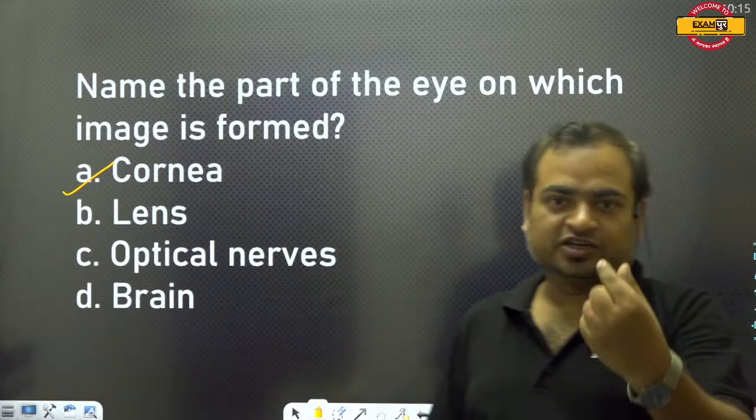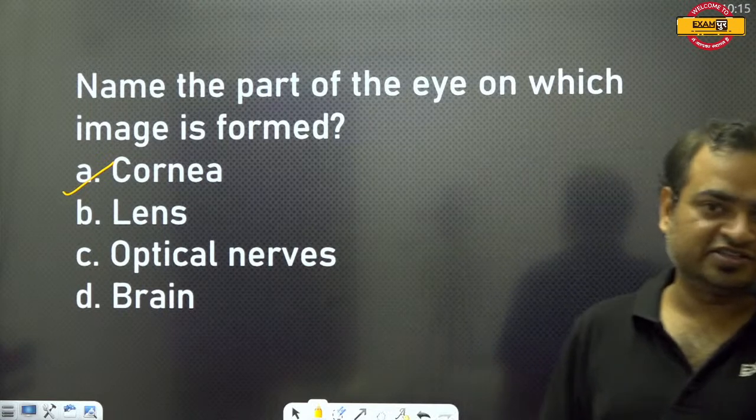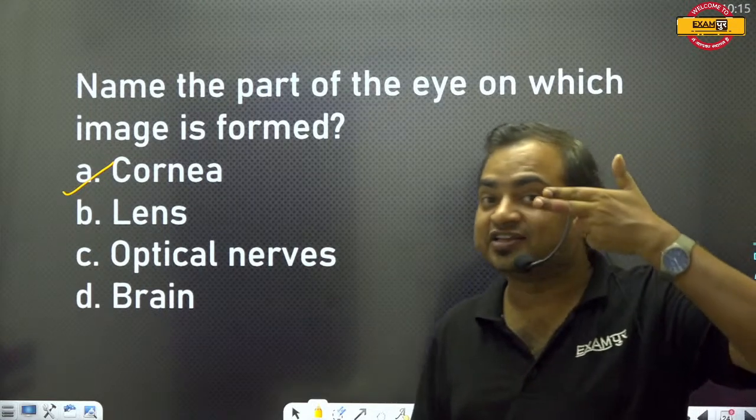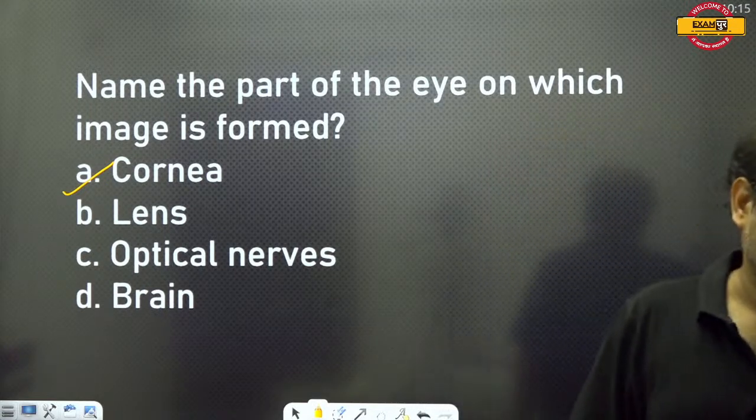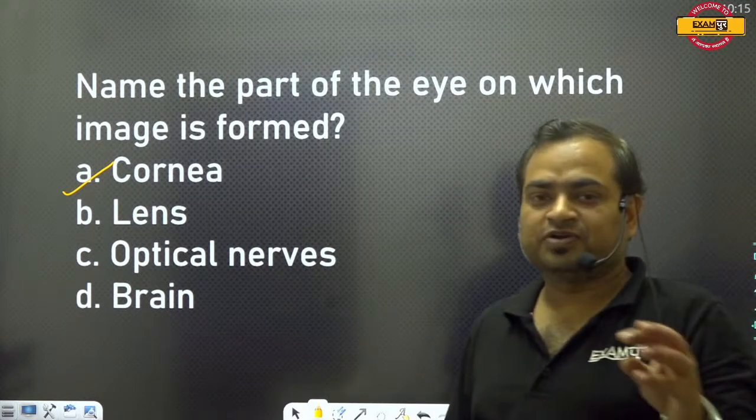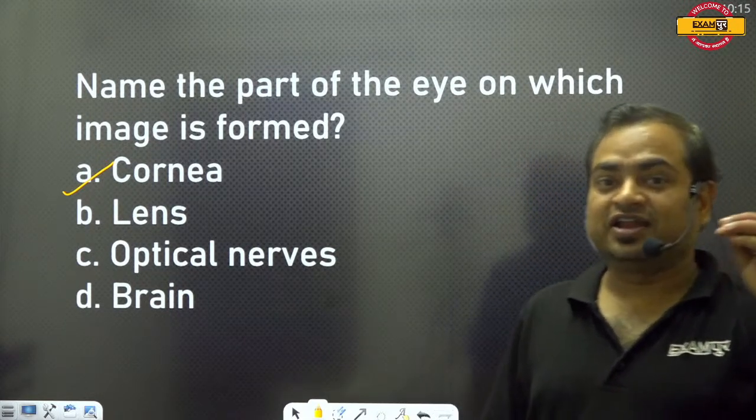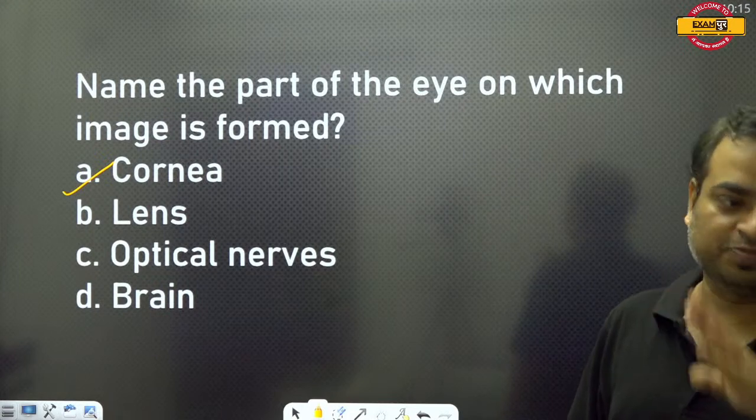Lens is actually situated at the entrance of the eye. Optical nerves, you can say that the light rays are being transferred by the optical nerves.